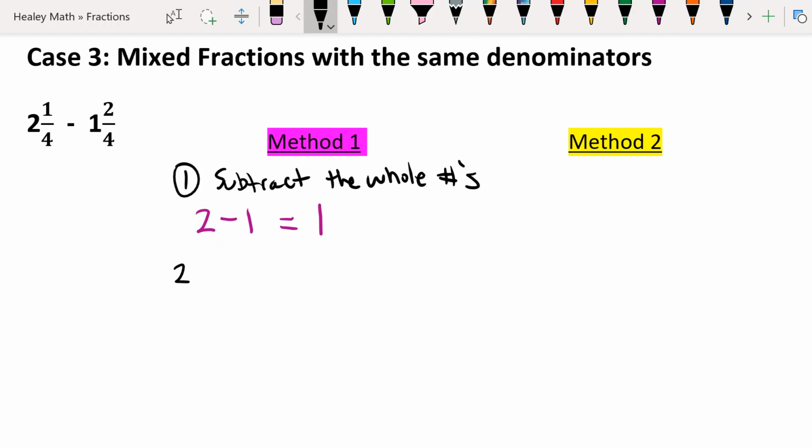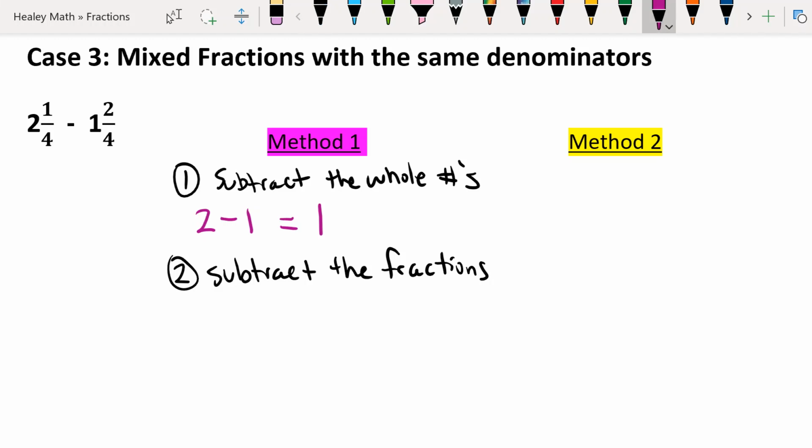Our second step, we will subtract the fraction parts. So we have 1 over 4, subtract 2 over 4. Our denominator is equal, therefore we can subtract 1 minus 2, which is negative 1 over 4. And if we put it all together, we have 1 and negative 1 over 4.